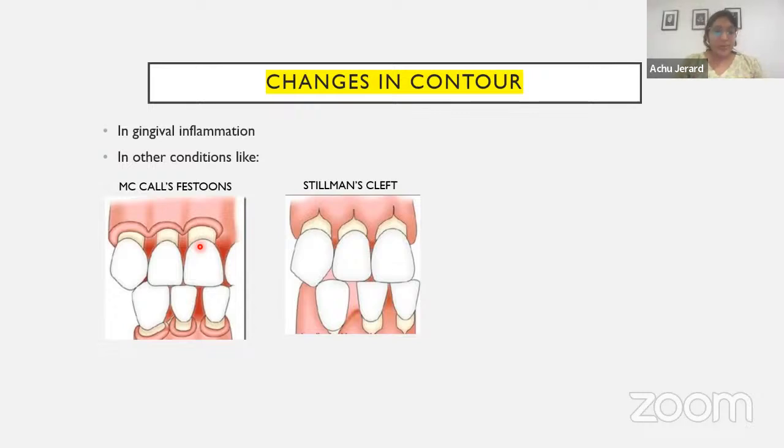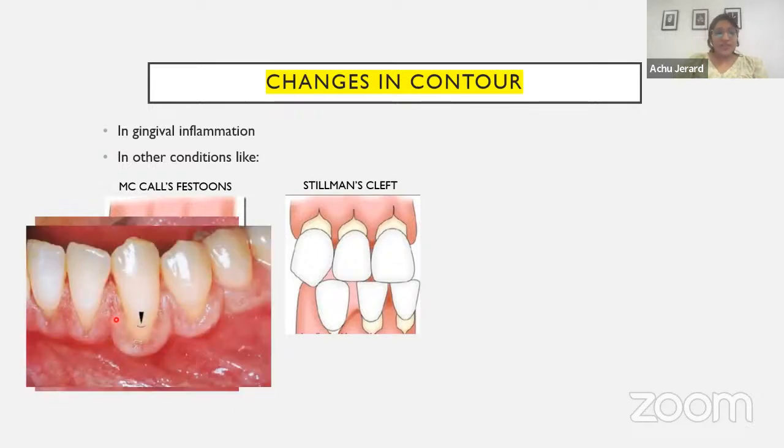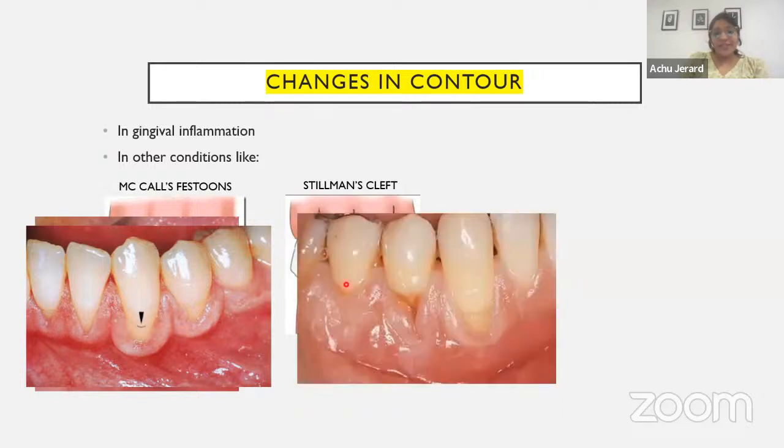So clinically, McCall's festoons are like this: lifesaver shaped gingival enlargement around certain teeth. It would not be present in a generalized pattern. Usually it is present in a localized area, related to one or two teeth. It is the lifesaver shaped enlargement which surrounds the neck of the teeth with some amount of precision. And this is the McCall's festoons. And Stillman's cleft is a cleft which is seen in the gingival margin. The exact cause of these conditions is not yet clear, but we attribute trauma from occlusion as a cause for it to some extent.